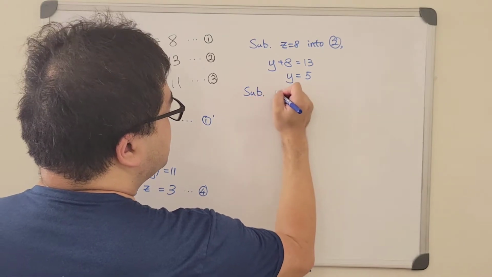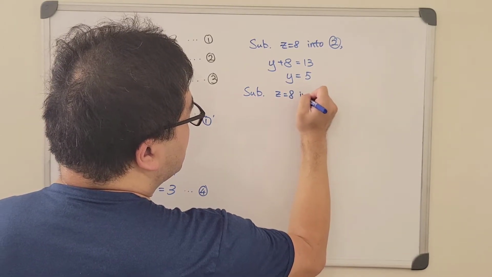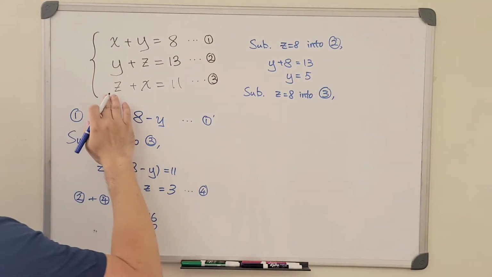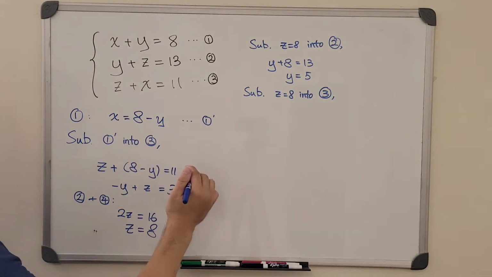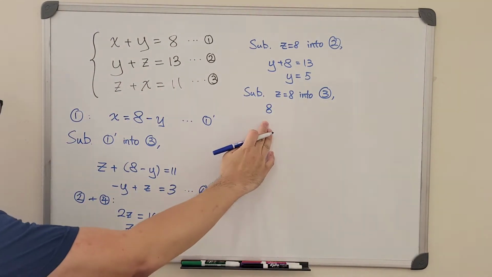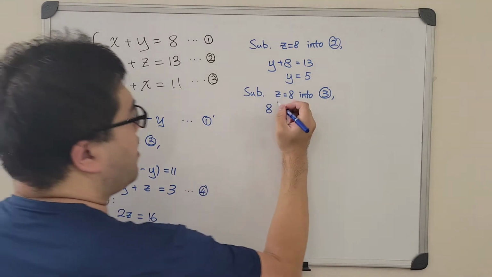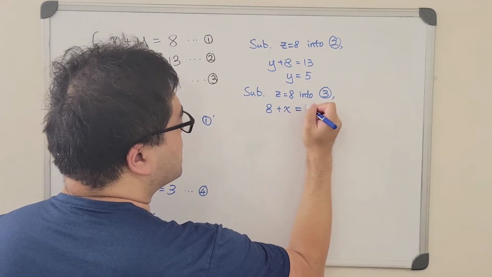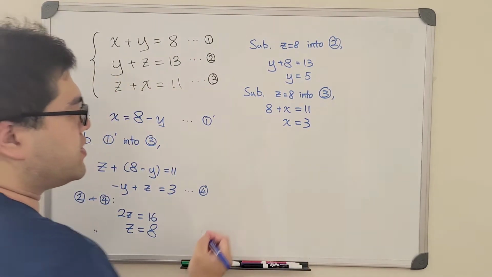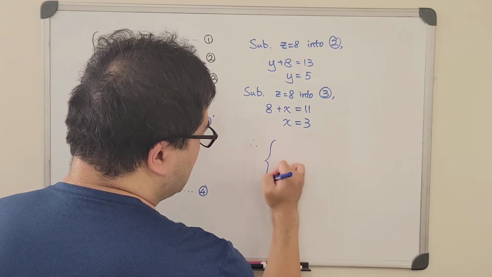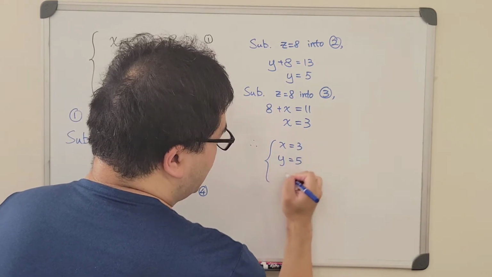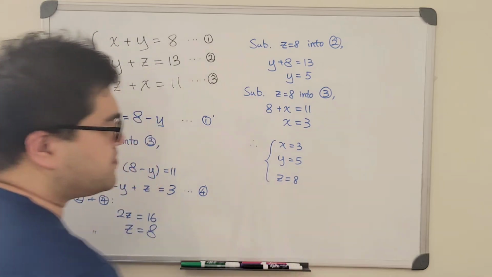Similarly, if we substitute z equals 8 into our third equation, which says z plus x equals 11, we replace z by the value 8, so 8 plus x equals 11. So if we solve for x, we get x equals 3. And therefore, we get our solution set: x equals 3, y equals 5, and z equals 8.